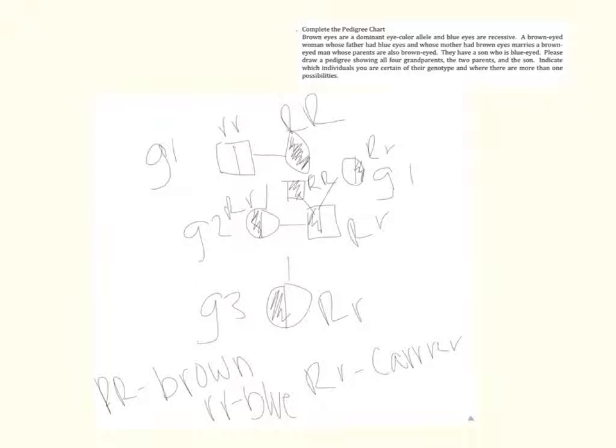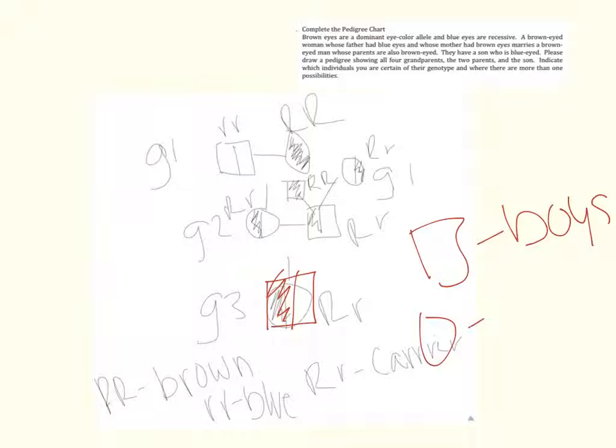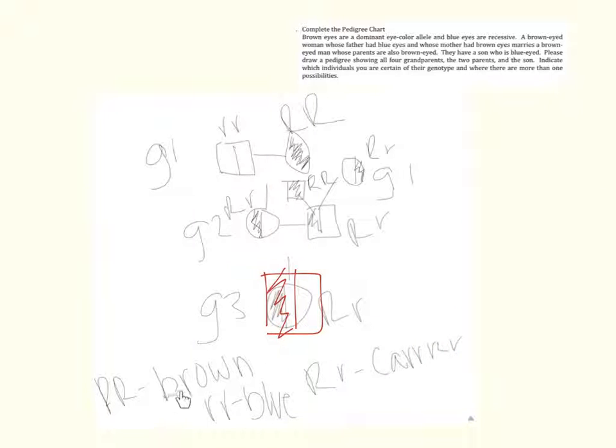And that should be a square, not a circle. It's a square. He's a son. Squares equal boys, and circles equal girls, as I said before. Down here, I am showing that RR dominant is the brown eyes, and the r recessive is blue, and Rr is a carrier of the recessive trait, which comes out dominant, except for down here, in generation 3.